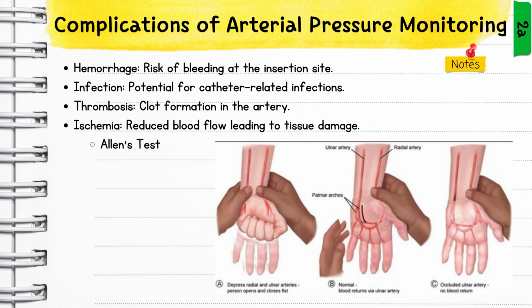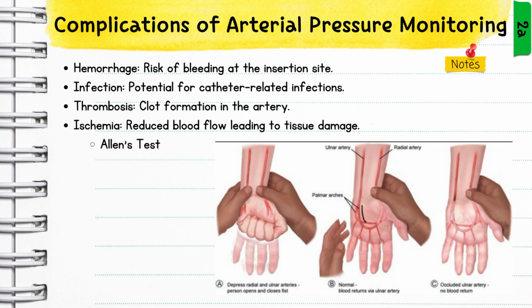But a big thing is also ischemia, which could happen if you somehow don't assess if it was the right place to put it from the get-go. So if y'all remember Allen's test, you should already remember Allen's test from health assessment. But if you don't, there's a little picture on the screen to remind you. Okay, so basically you do this before you place an art line, because we want to make sure both the ulnar artery and the radial artery are freely flowing and supplying that hand with blood.